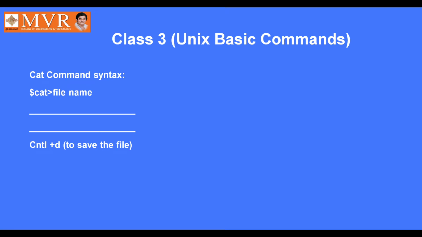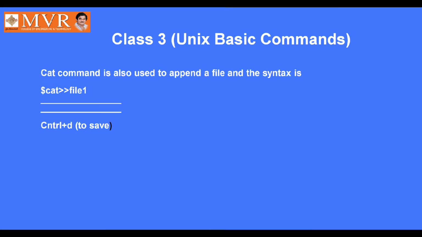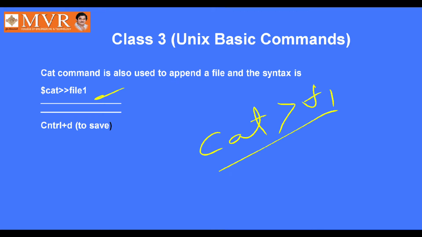Okay, then we are moving to the options available with the cat command. This is another use of cat command. Here see, the syntax is a little bit different from the previous one. In the previous one we used a single greater than symbol to create a file, that is cat greater than f1. So whenever you do like this, it will create f1 file with some information in that file. Now what does the double greater than symbol indicate? The double greater than symbol is used to append to the file.